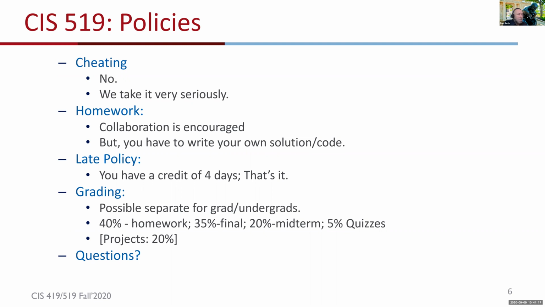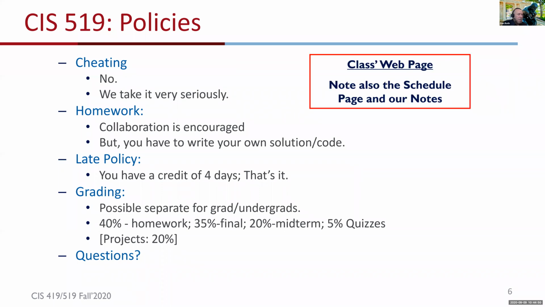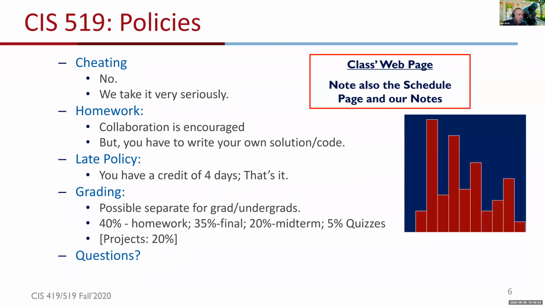We have a late policy, credit of 4 days. That's it. I think it's sufficient. Just monitor it and don't use everything at the beginning. This is our current policy for grading. Things are going to change a little bit here and there because we'll make a final decision on how to take participation into account, but it's going to be about 5%. And that's basically it.